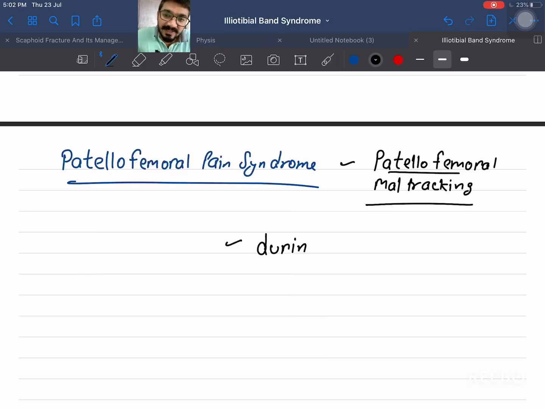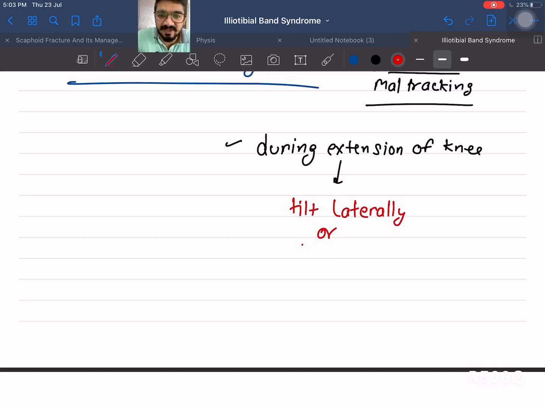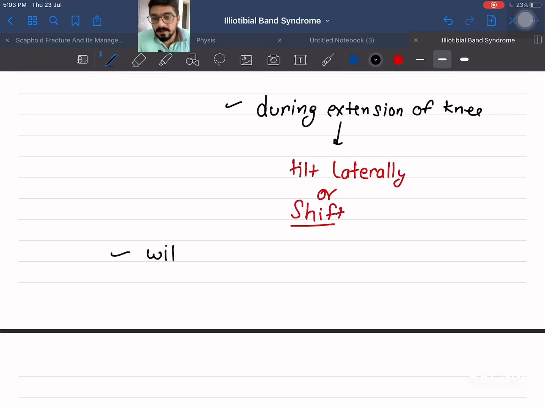Now, in extension, when it is out, there is contact stress between the patella and the lateral aspect of the trochlear groove. Because of that, there is inflammation, swelling and pain, and that is patellofemoral pain syndrome.